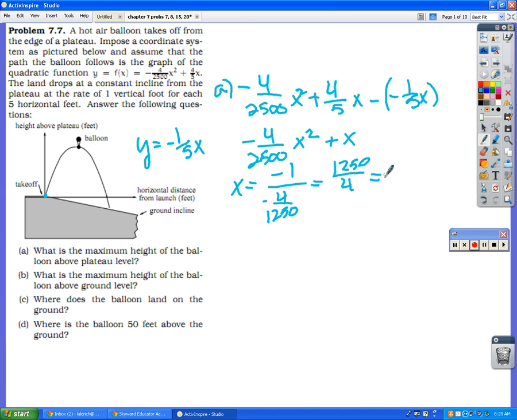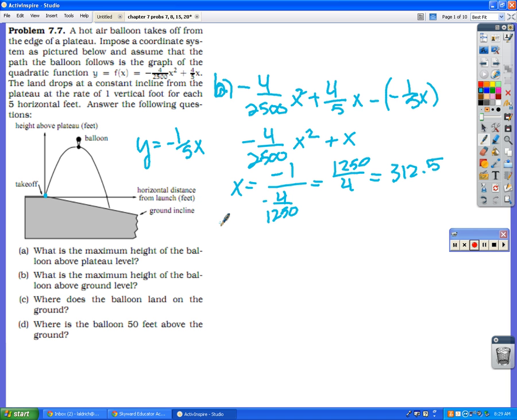Not a whole number, but it's not going to be bad. It's going to be a 0.5, I think. 312.5? Okay. All right, so that is the, what's plateau level? Oh, so I screwed that up already. It says, what is the maximum height of the balloon above plateau level? So this equation tells you the height above plateau level. I guess that's the flat thing. B says, what is the maximum height of the balloon above ground level? That's what we just did. Okay, so this is actually B.